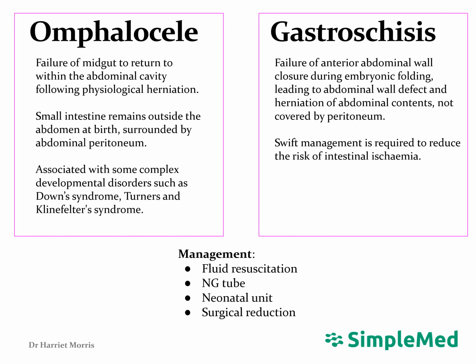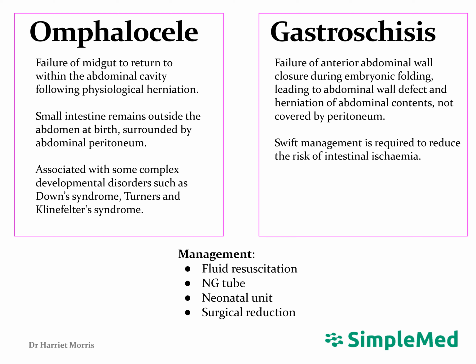I'd like to begin by explaining the conditions omphalocele and gastroschisis. These are issues that arise due to abnormalities in the stage of development where midgut herniation occurs. An omphalocele forms when the midgut fails to return to the abdominal cavity by week 11 of gestation. Therefore, the small intestine remains outside of the abdomen when the baby is born. It can be associated with developmental disorders. Therefore, if omphalocele is picked up during an antenatal scan, further testing for chromosomal abnormalities should be discussed with the mother.